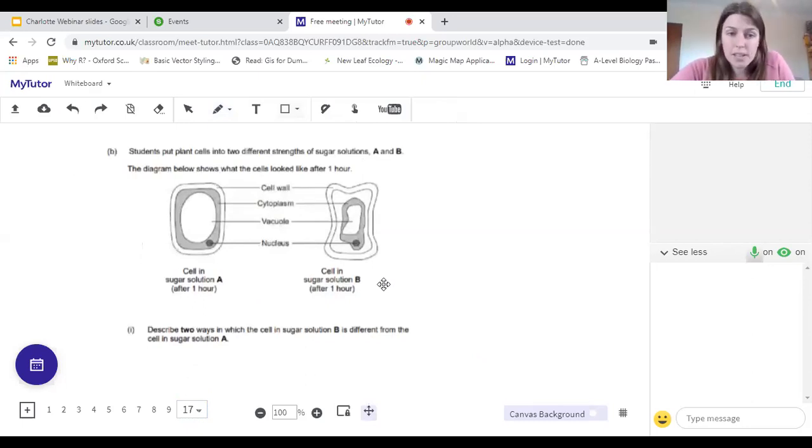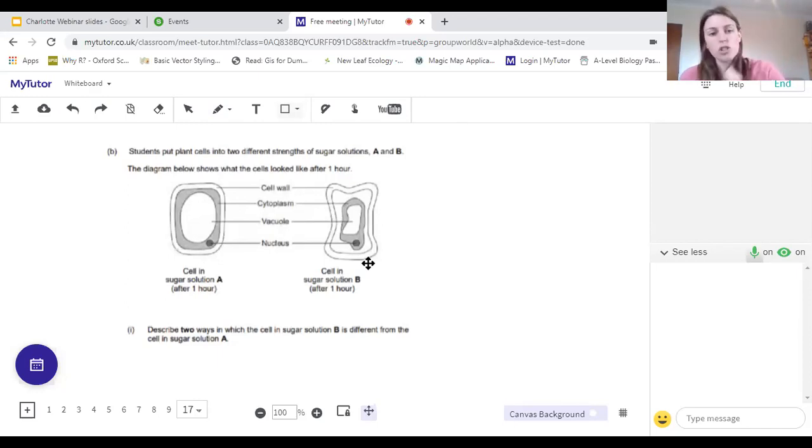Students put plant cells into 2 different strengths of sugar solution, A and B. The diagram below shows what the cells look like after 1 hour. So the cell in sugar solution A after 1 hour looks pretty good. Remember, plant cells like to be turgid. They like to have lots of water in them. You can see the cell wall is nice and plump, the vacuole's nice and plump. We've got a good cytoplasm there.